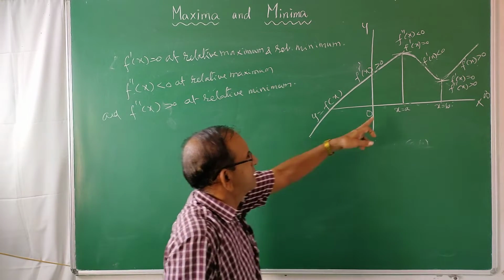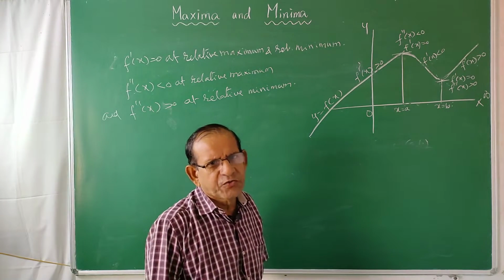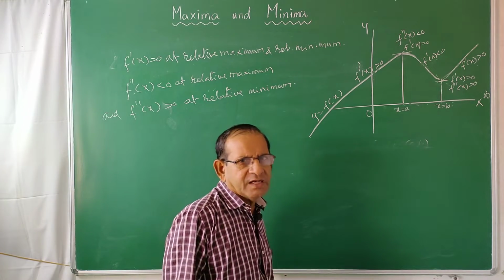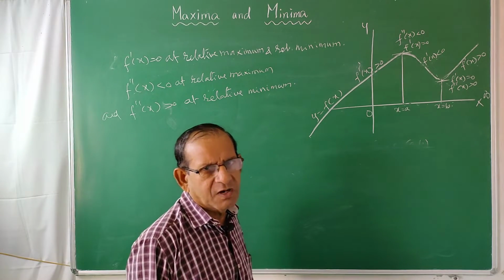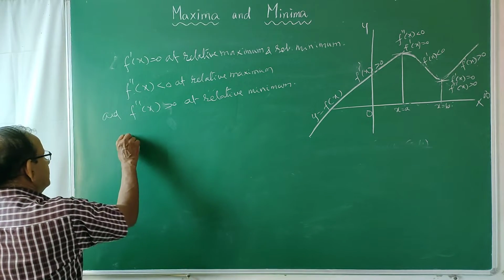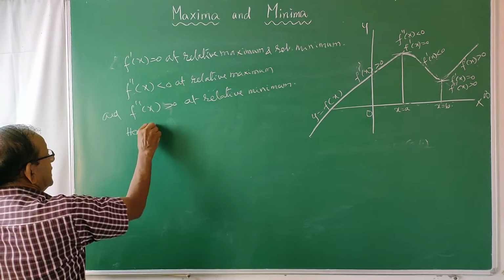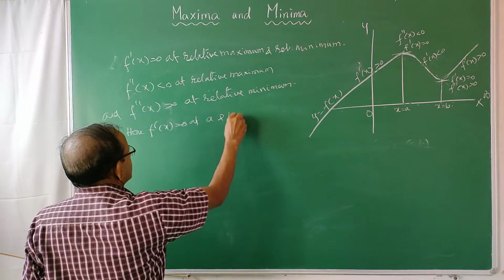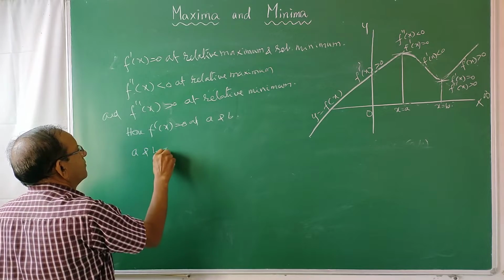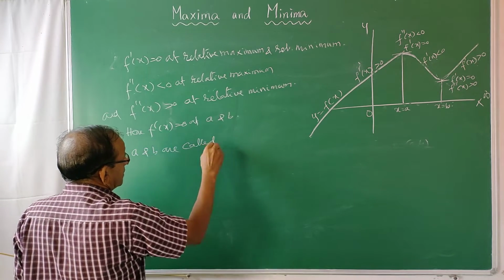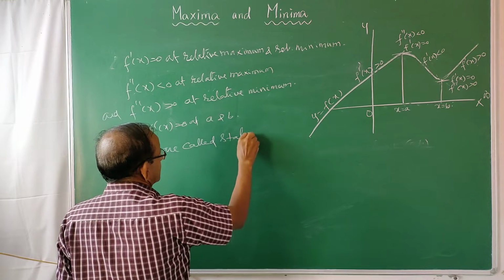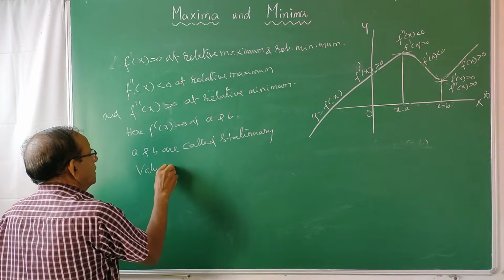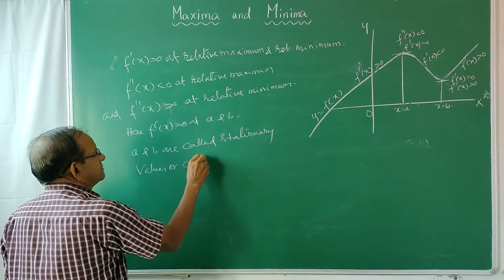Here f dash x is 0 at x is equal to a and x is equal to b. Those two values are called stationary values or critical values for that function, where we have got a relative maximum or relative minimum. Here f dash x is equal to 0 at a and b. So a and b are called stationary values or critical values.